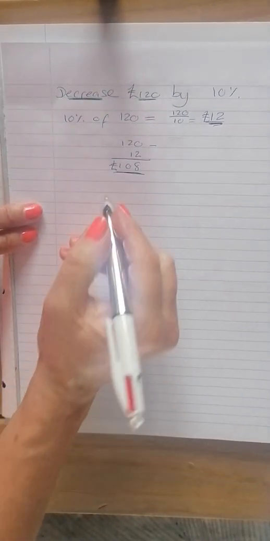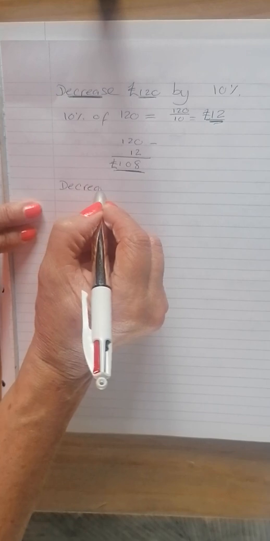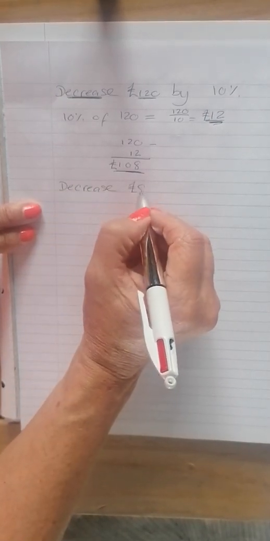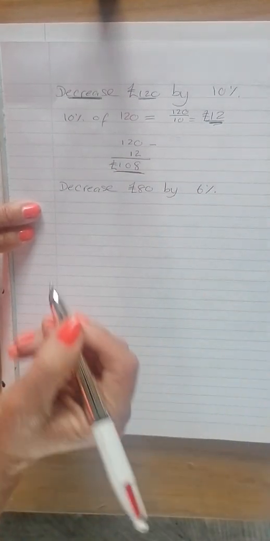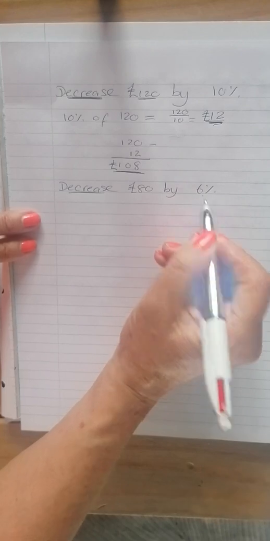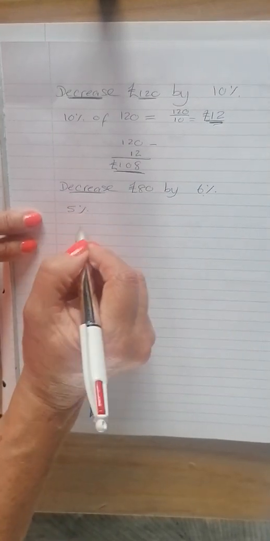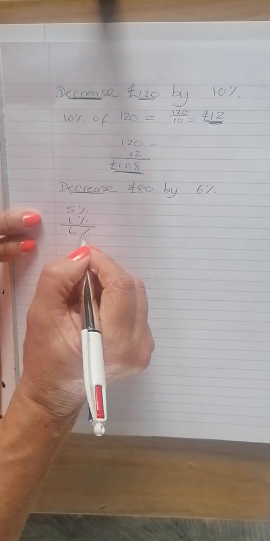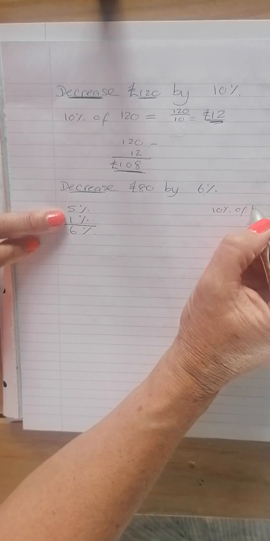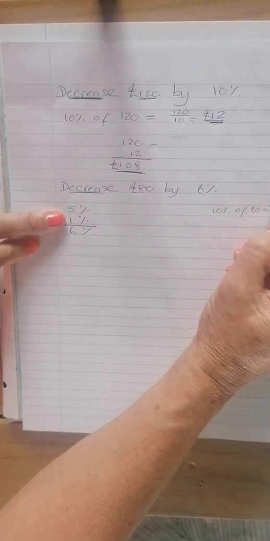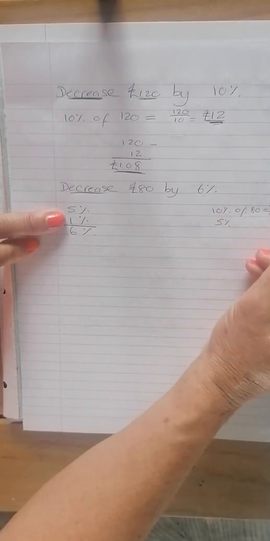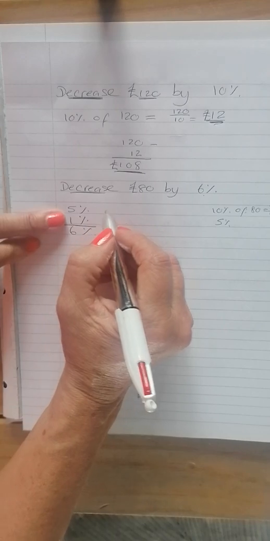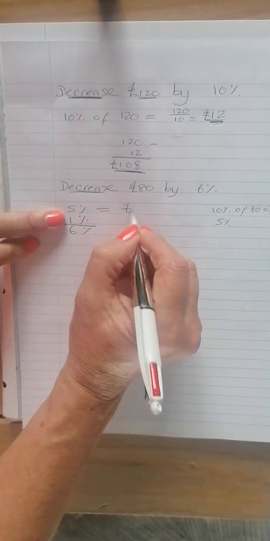So the number got smaller. Okay, let's do another one of these. So we're going to decrease again, so the number's going to get smaller. Decrease £80 by, let's do 6%. The first step is to find the percentage. So to get 6%, we need a 5% and a 1%. That would be our 6%. To find 5%, first of all, you find the 10% of the number. So you just divide by 10. But I only want 5% here, which is half of this. So I know 5% equals £4.